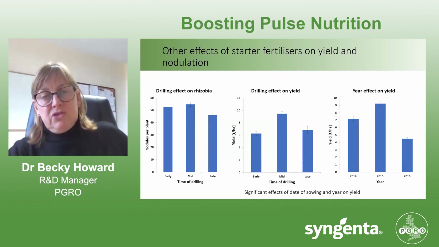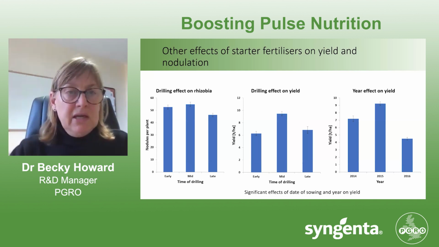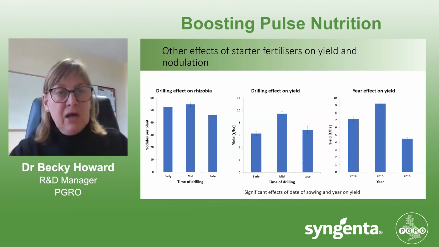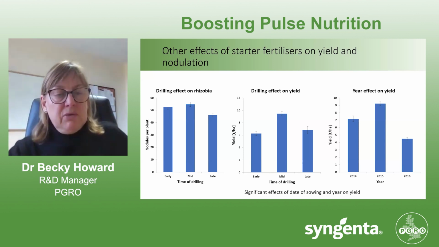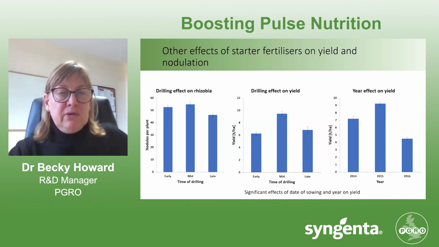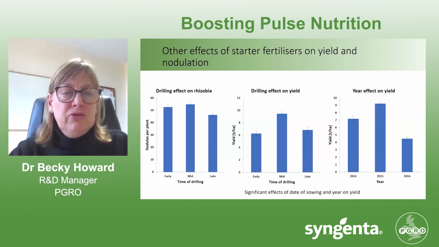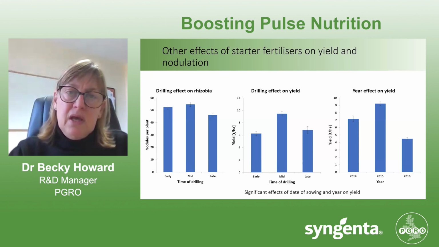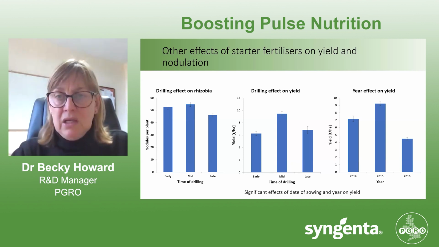The time of drilling was a strong factor, particularly on yield. And we can see for nodulation, the early and mid timings, nodulation was better. And an early timing was the end of March, the mid timing was mid-April, and the late timing was early May. So you can see those early May drillings are not forming as many nodules per plant. The effect on yield equally significant. So we can see that mid timing for vining peas in April is having a better effect on yield compared to the early and late timings.